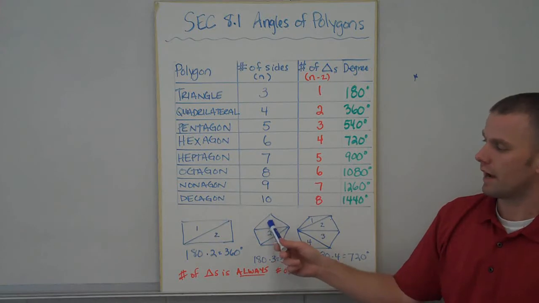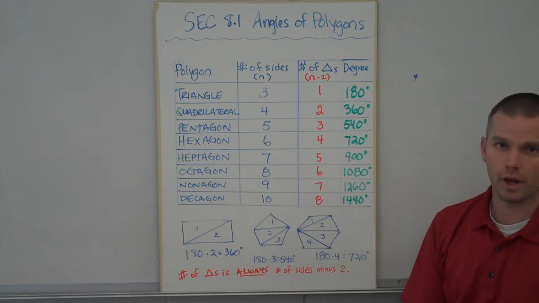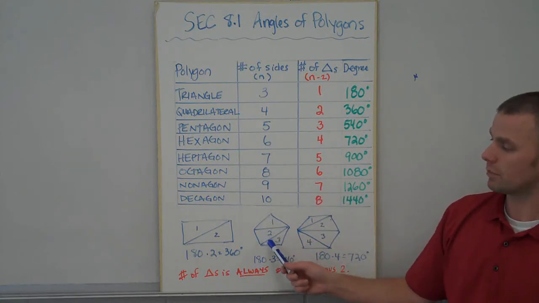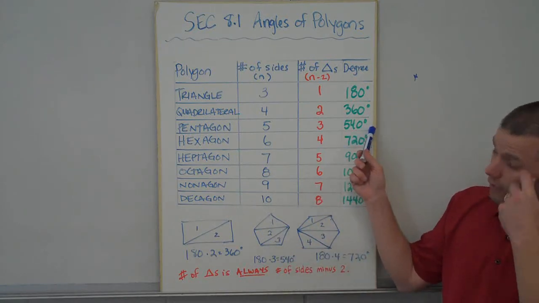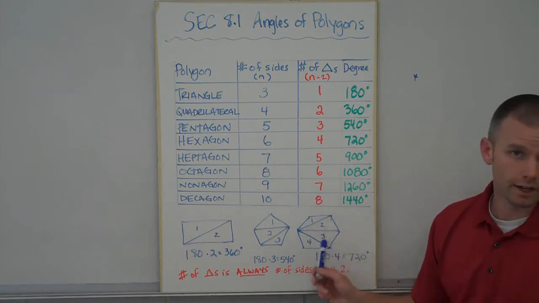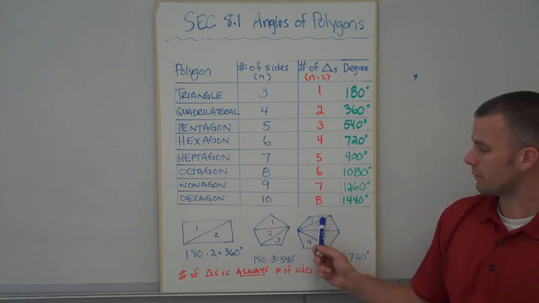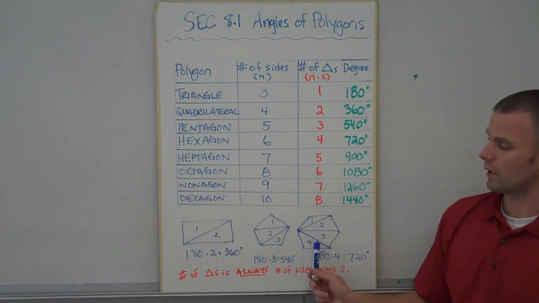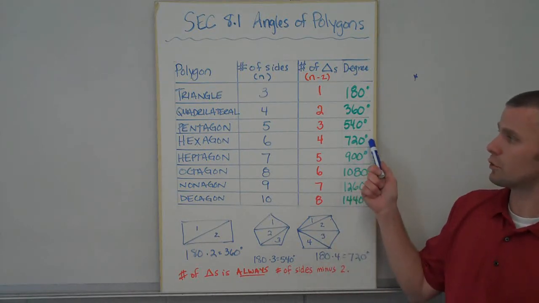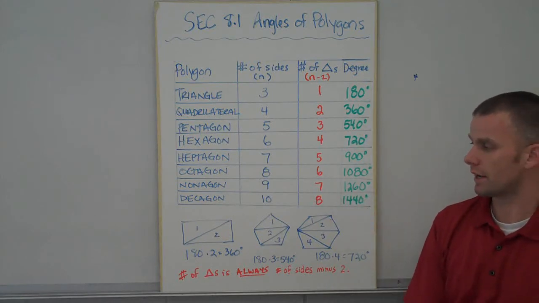In a pentagon, I can cut that into 3 triangles, which will give me a grand total of 180 plus 180 plus 180, or 540 degrees. With a hexagon, likewise I can do the same thing. Break that up into triangles, multiply that number of triangles by 180, and it tells me that I've got 720 degrees inside of a hexagon.